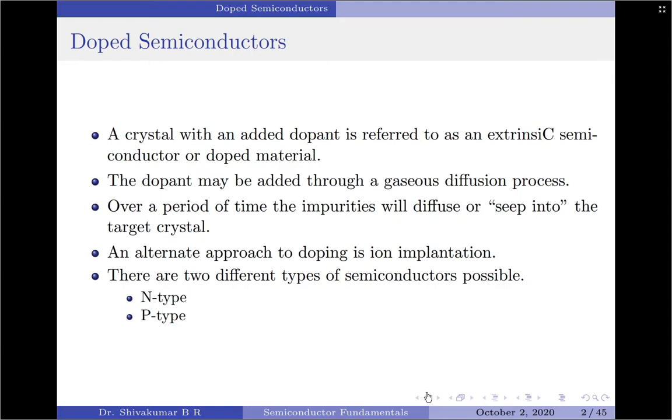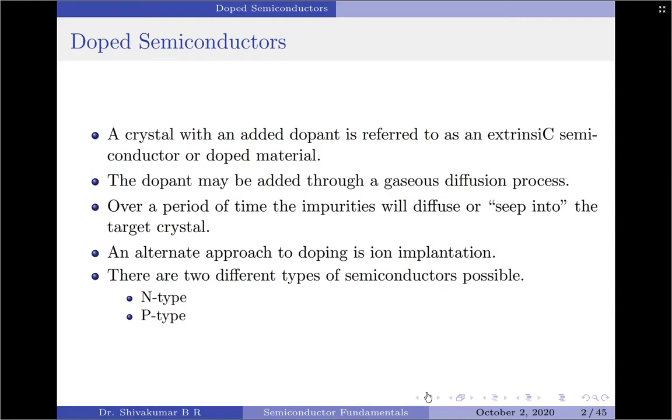We can alter the properties of the material by introducing foreign substances or impurities into the crystal. These impurities are also known as dopants. A crystal with an added dopant is referred to as an extrinsic semiconductor or doped material. The amount of impurity added is generally small, perhaps in the neighborhood of 1 part per million.